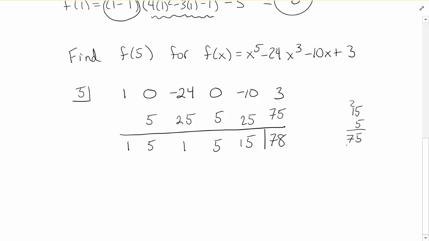So this was probably the trickiest part of this one, and if you have to do the work off on the side, that's totally fine, but it was a lot easier than trying to do 5 times 5 times 5 times 5 times 5 to just get x to the 5th, much less any of the other things going on.